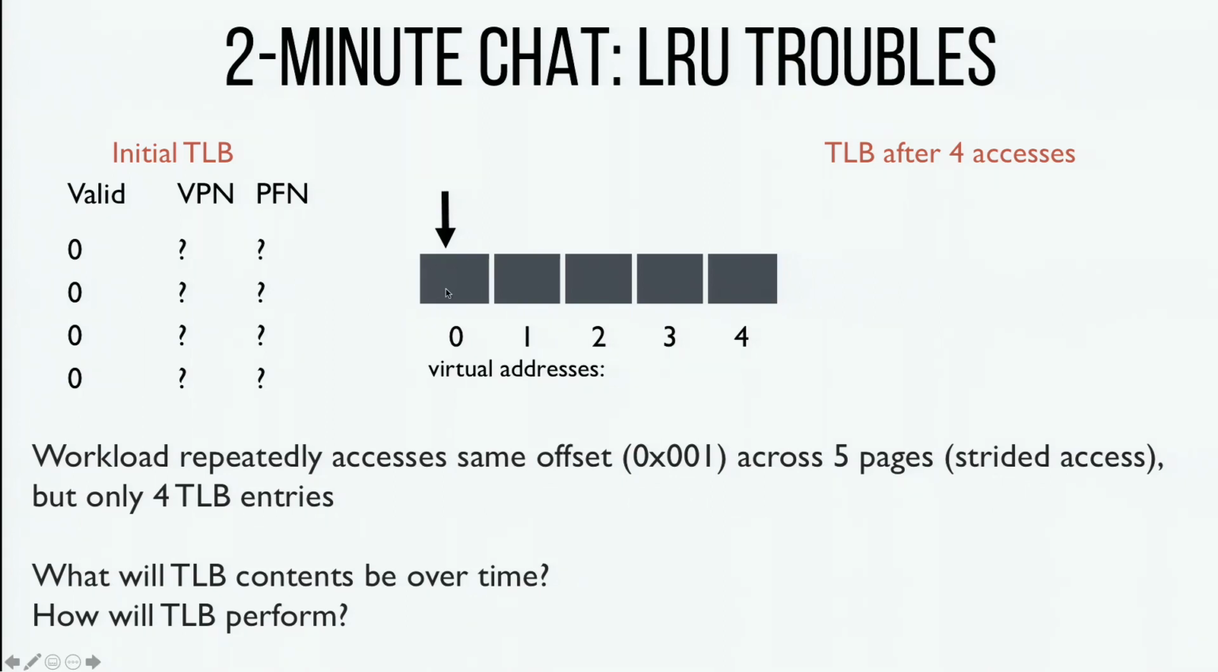So what will be the contents of our TLB as we access these 5 pages, and what will the miss rate of our TLB be, with an LRU replacement policy where you kick out the page that was accessed the furthest in the past? Spend a minute with your neighbor and see if you can figure out what the miss rate will be for this workload.